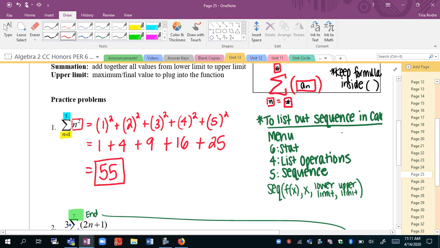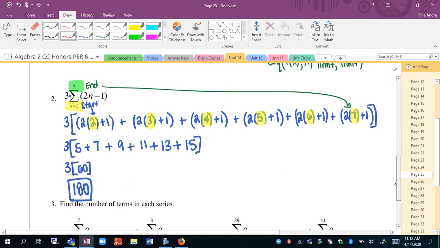It's just a way to represent a series or adding up the numbers. And these will always be given to you. So from n equals 1 to 5, that's how you know what terms to add together. And those can be any starting and ending numbers.